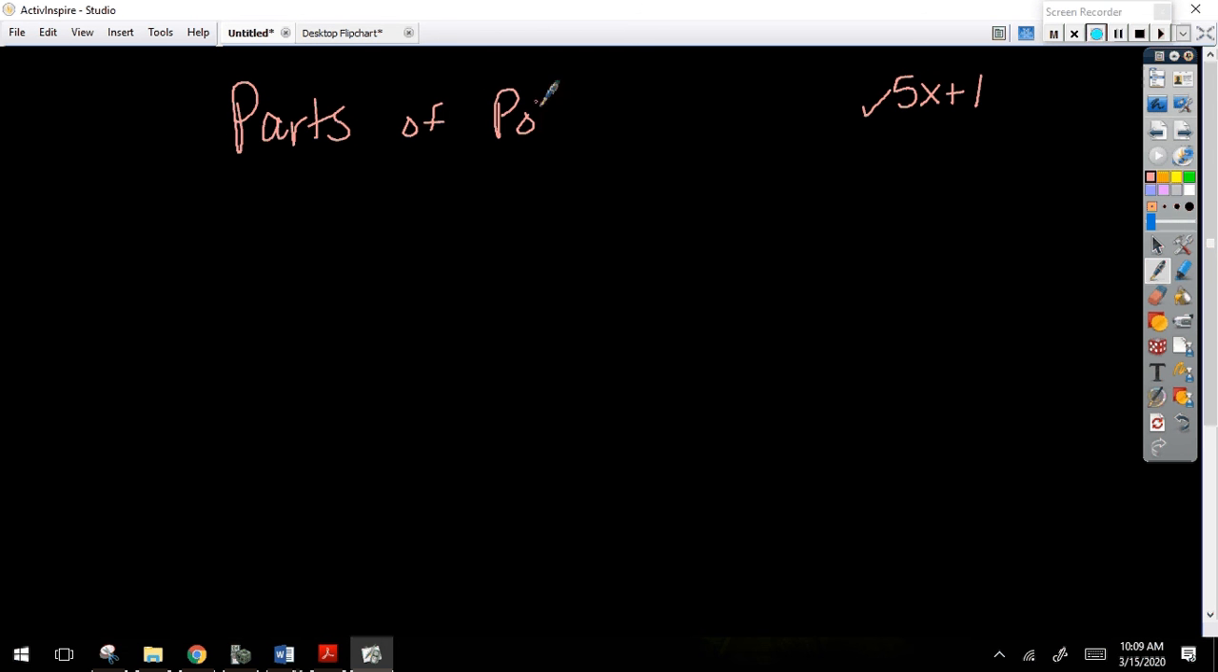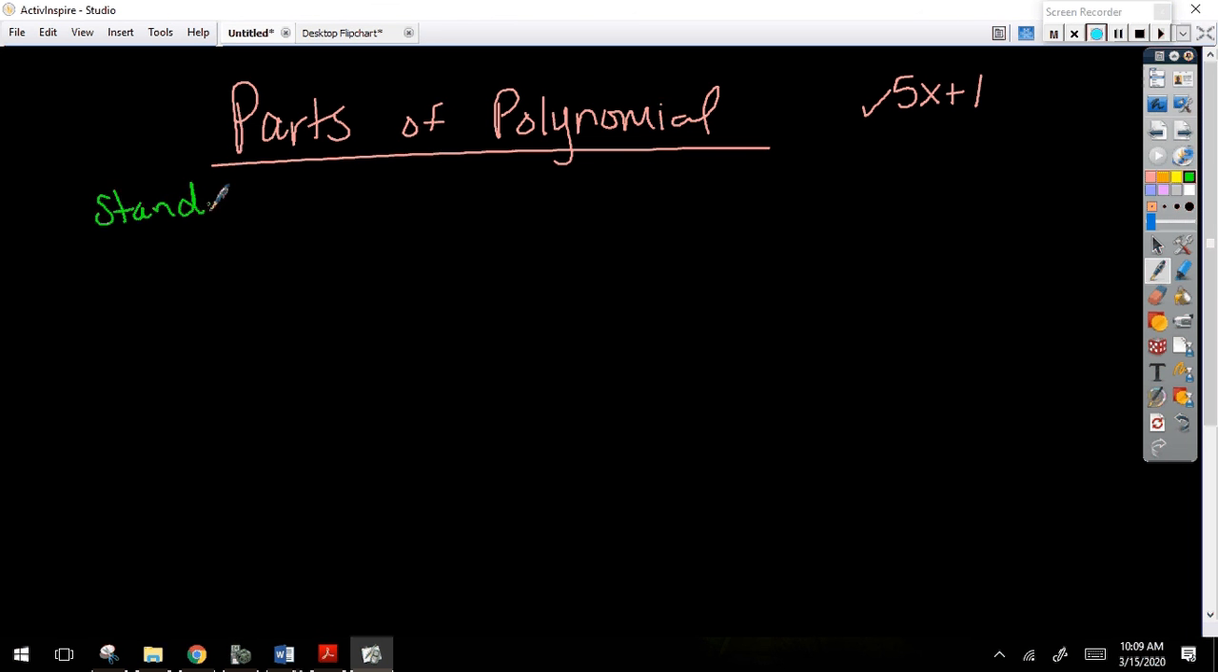All right, so parts of a polynomial. First thing you need to do is make sure your polynomial is in standard form, okay? And whenever I put a polynomial in standard form, what that means is I list it in order of the exponents.